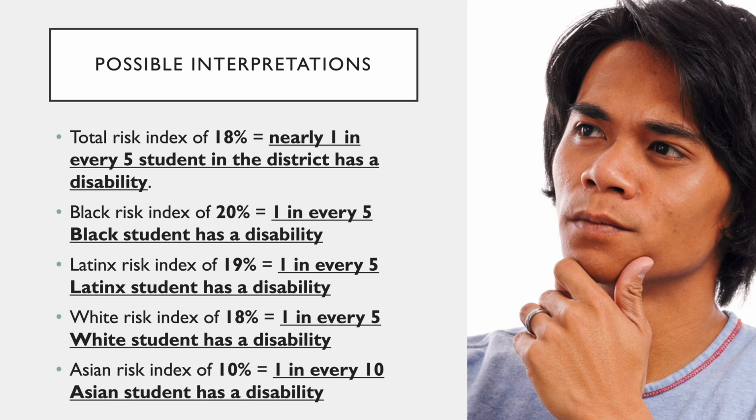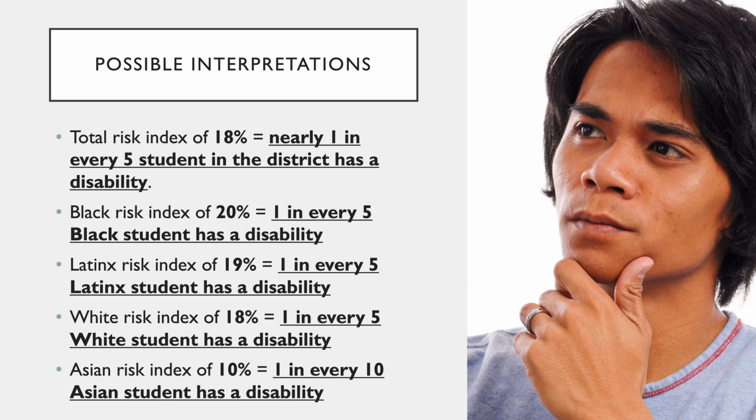Black students' risk index is around 20%. So again, 1 in every 5 Black students in the district has a disability. Latinx is 19%. They're also at 1 in every 5. Our white students are 18%. They are also 1 in every 5. And our Asian Pacific Islander students' risk index is 10%, which means about 1 in every 10 Asian students has a disability. It allows us to see it in a different vein, to really consider how this is reflective of actual student populations, and to make further analyses and interpretations around the potential understandings that we have.